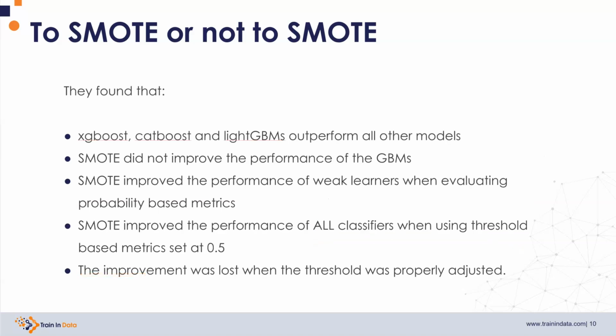And what they found is, first, that XGBoost, CatBoost, and LightGBMs outperform all other models. I mean, there is no surprise here, we knew this already. But when using these machine learning models, then they found that using SMOTE did not improve the performance of these GBMs. So if we're training XGBoost or CatBoost on an imbalanced dataset, then using SMOTE doesn't really make a difference.